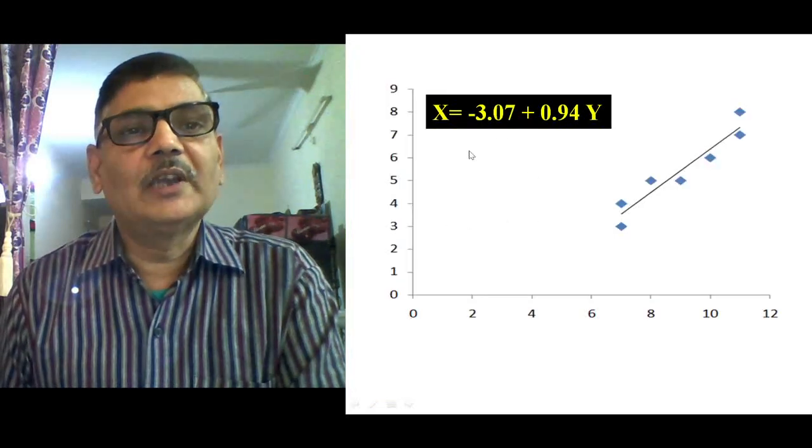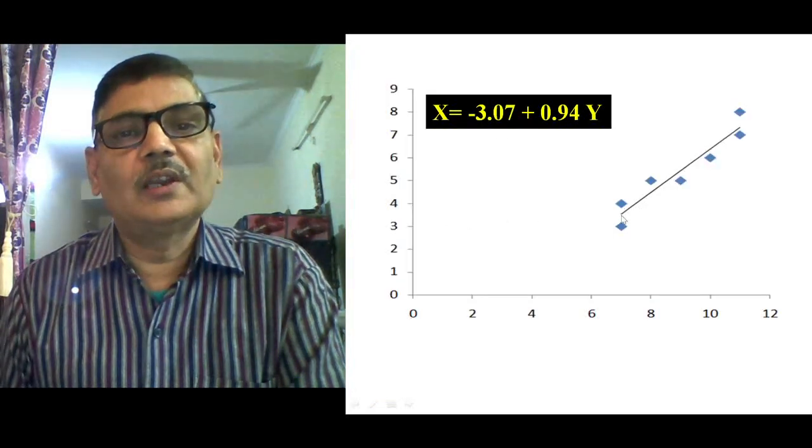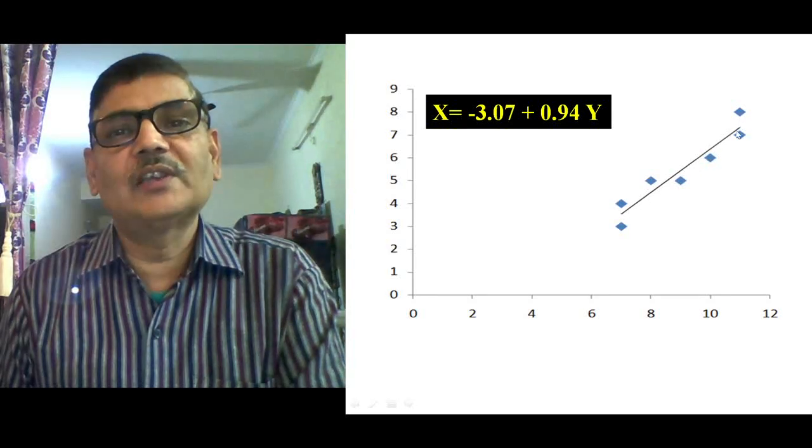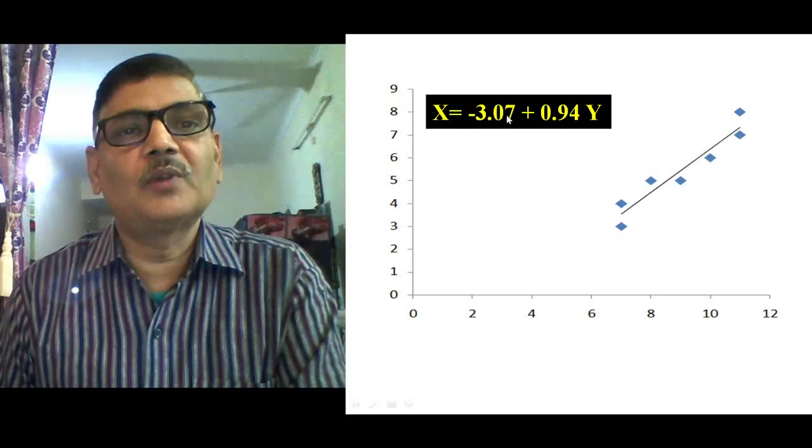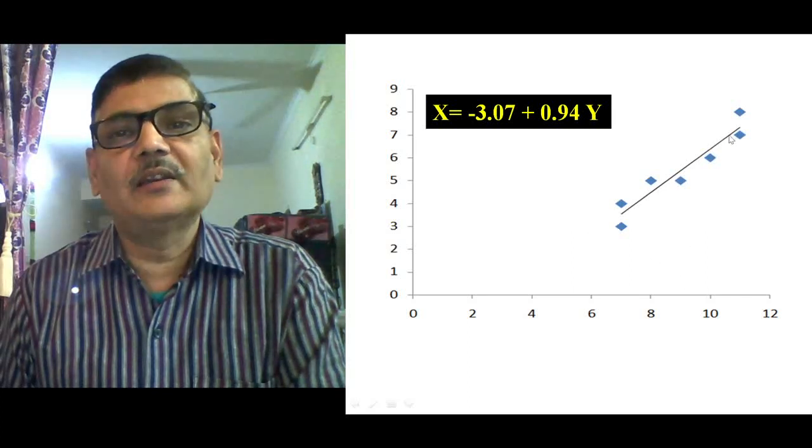Then with the help of such values, you can actually obtain the best fit line. This is actually a regression line. This line is x and y. So this line is actually obtained based on this equation, that is x is equal to minus 3.07 plus 0.94y. By using this equation, you can have this best fit line, and these are the observations which are falling close to this line. If the correlation is 1, then all these values will be falling exactly on this line itself.